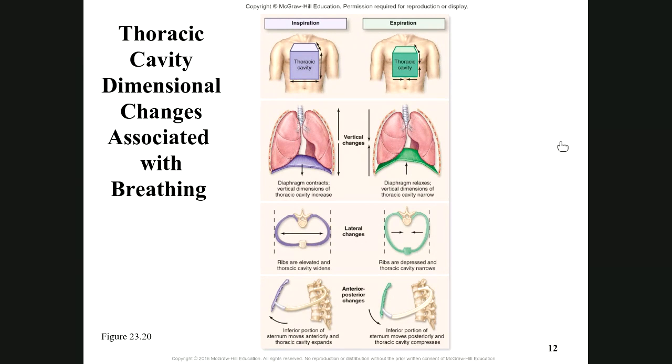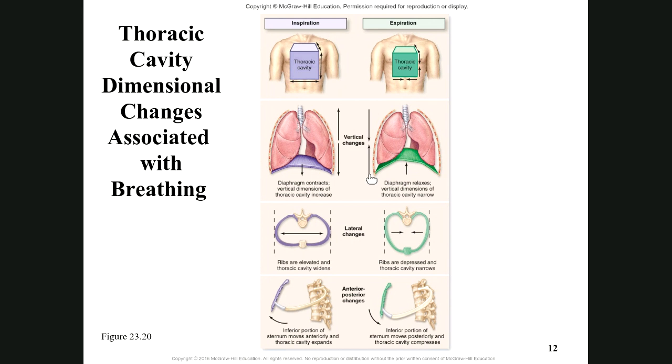During breathing, we need to change the volume of our thoracic cavity. If you look at this picture, you see that at the time of inspiration, we should increase the thoracic cavity volume. And at the time of expiration, we should decrease it. The thoracic cavity can change in different dimensions. As you see here, we can change the size of our thoracic cavity vertically. When we want to change it vertically, the diaphragm contracts and the vertical dimension of our thoracic cavity increases. It happens during inspiration.